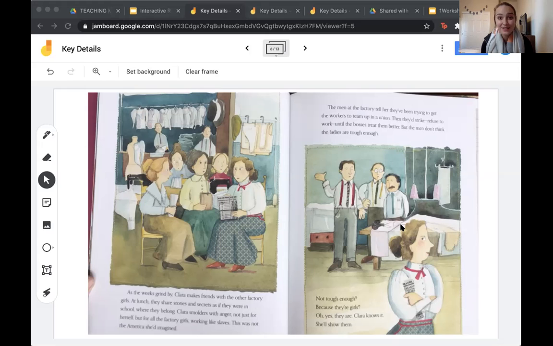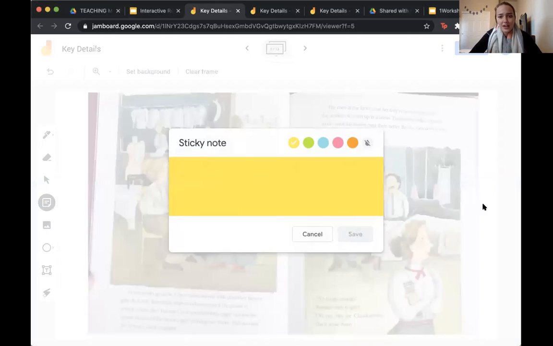All right, now that you guys are back and you have talked with a partner about your key detail, I'm going to put my key detail on the page. Since it said that Clara smolders with anger, I know that Clara is very angry with the conditions that she works in, or the rules and the environment that she works in, because it's not very pleasant. I think that's a key detail because it sounds like she needs to do something about where she's working. I think something's going to happen with that in the rest of the book. Let's put the sticky note on.